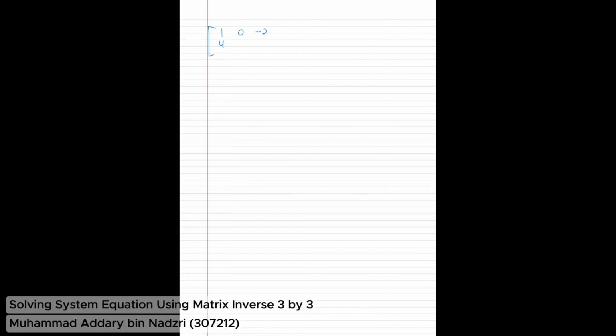Today, we are going to solve systems of linear equations by using matrix inverse, especially the 3 by 3 matrix. First of all, our equation is 1, 0, -2, 4, -2, 1, 1, 2, and -10. The variables are x, y, and z equals to 2, 1, and -1.